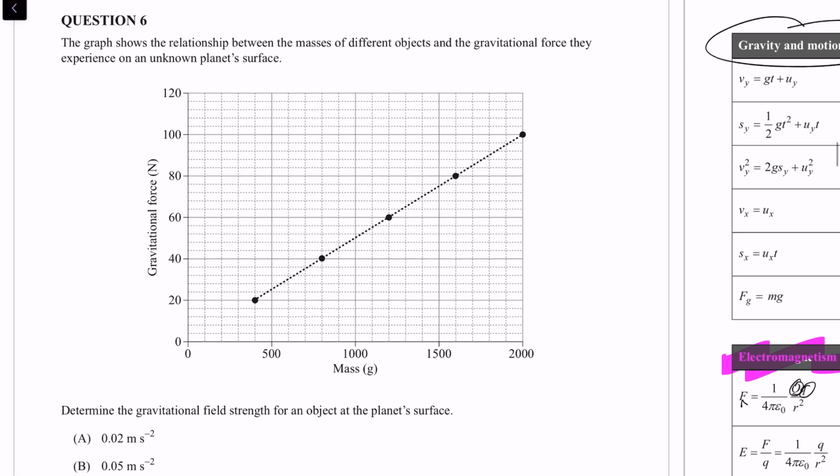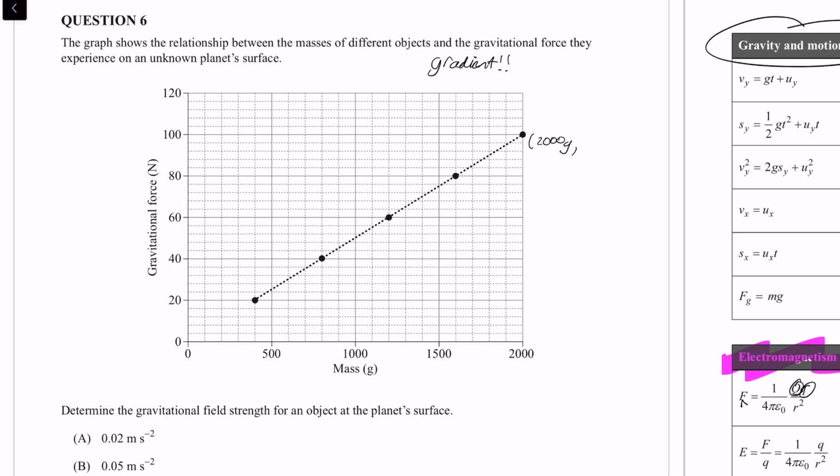I call this one. This one is a graph. So whenever we see a graph in physics, we always think of gradient, gradient, gradient. Okay, so gradient, always use the gradient. Okay, it will always tell you what you need to know.